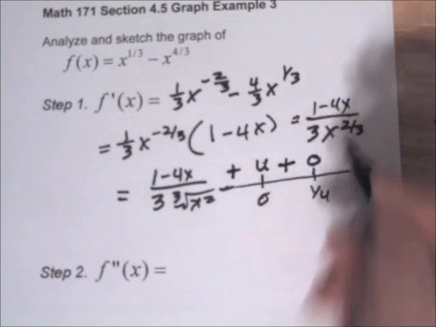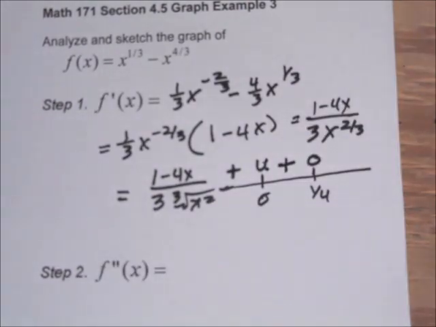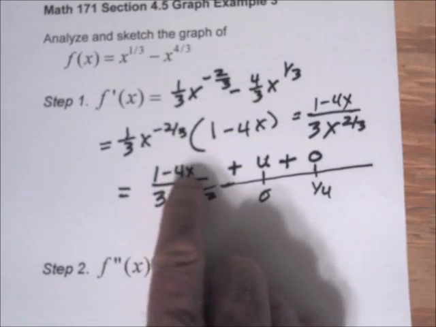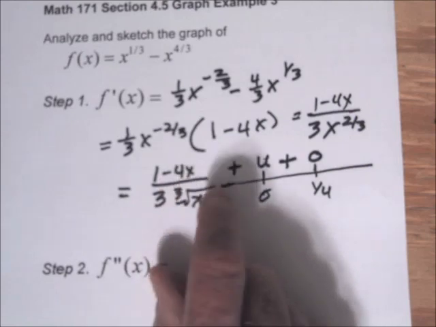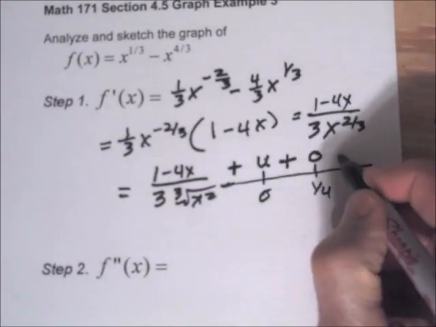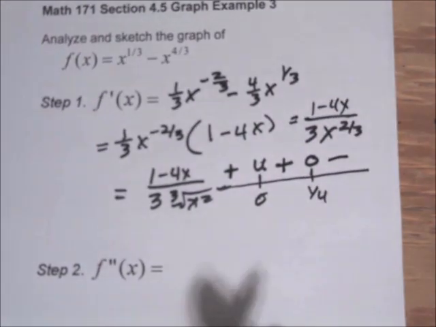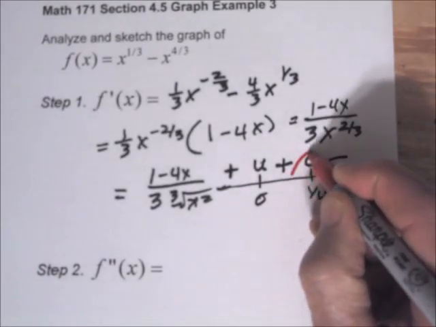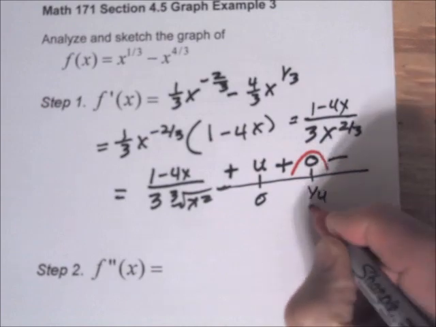And if x is more than 1/4, for example, if x is 1, the numerator is going to be negative, and you have 1 minus 4, which is negative 3. The denominator is positive, so it'll be negative. So at 1/4, you have positive slope, and then slope 0, and then negative slope. So that's going to be a local max here.